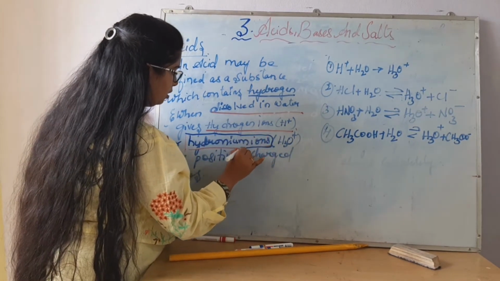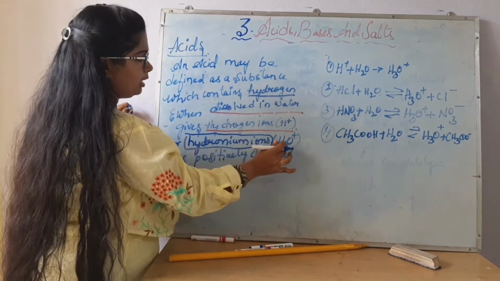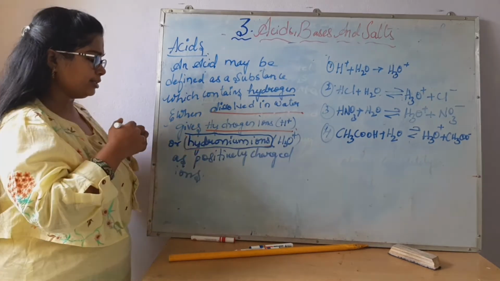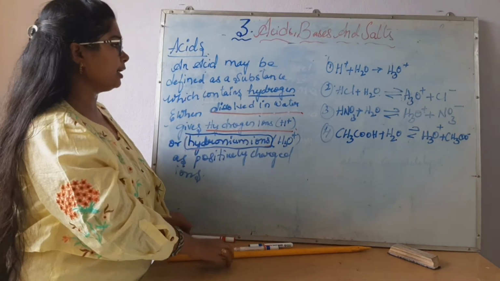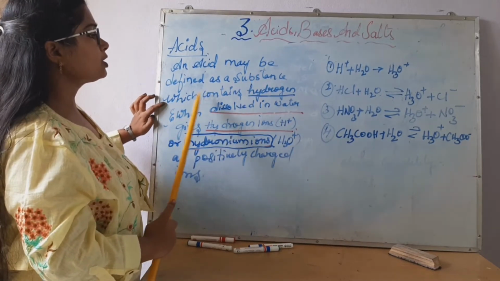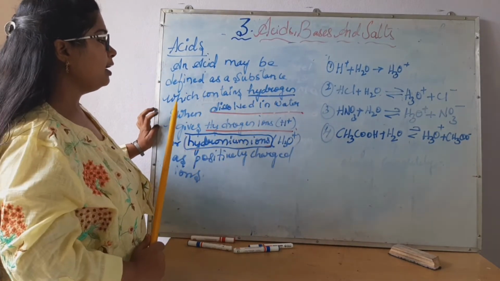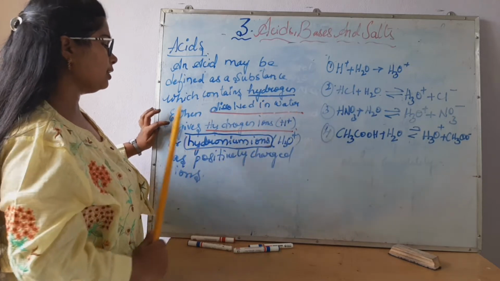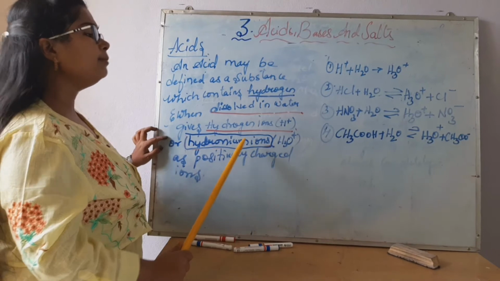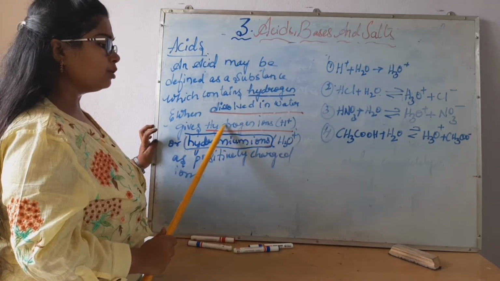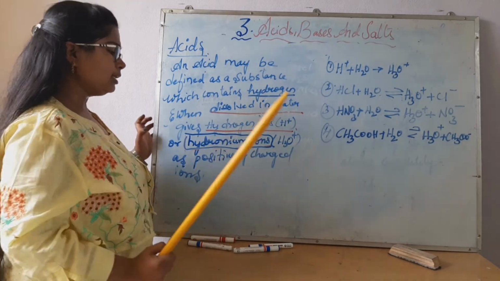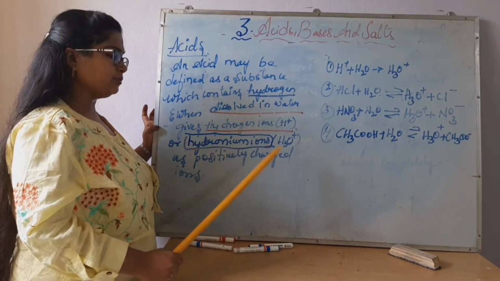Those are called what? Hydronium ions, H3O+, as positively charged ions. Once again I am repeating. An acid may be defined as a substance which contains hydrogen, and when dissolved in water gives hydrogen ions H+, or hydronium ions H3O+. Hydrogen means H+. Hydronium H3O+ ions are called positively charged ions.